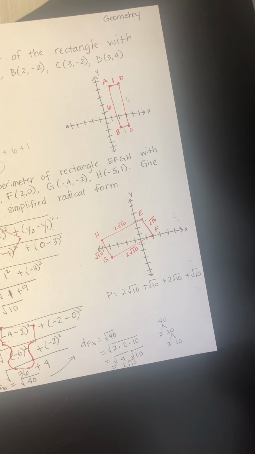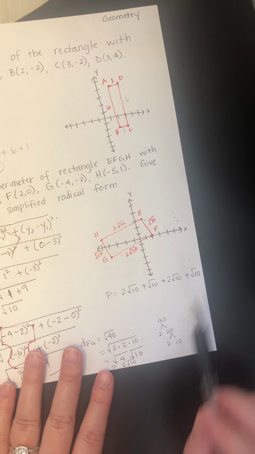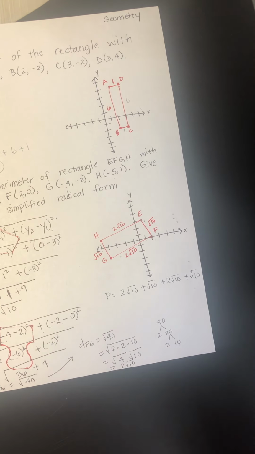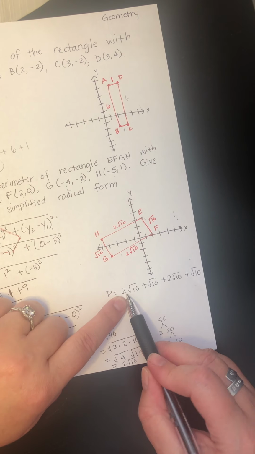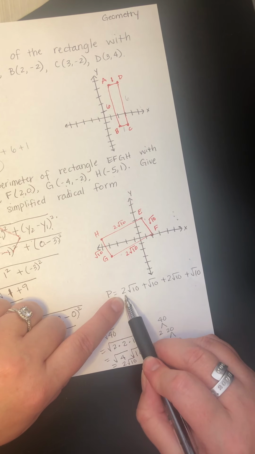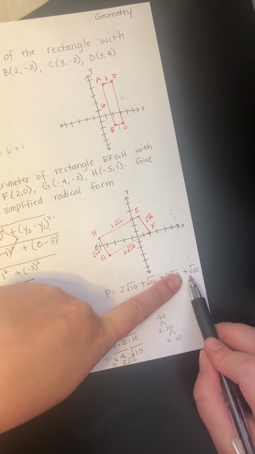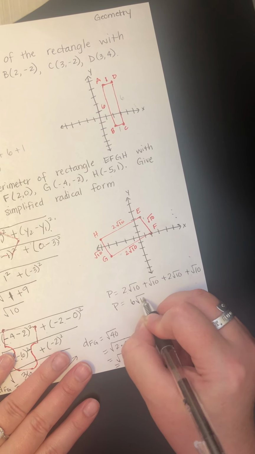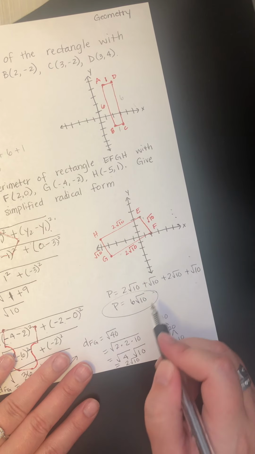You can add everything together because everything underneath our radical sign is the same. The stuff under the radical is going to stay the same. You just add the numbers in front of the radical: 2 plus 1 plus 2 plus 1. That is 6. 6 times the square root of 10 is our perimeter.